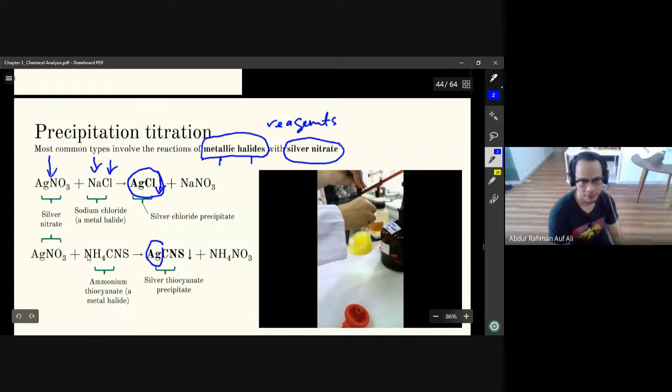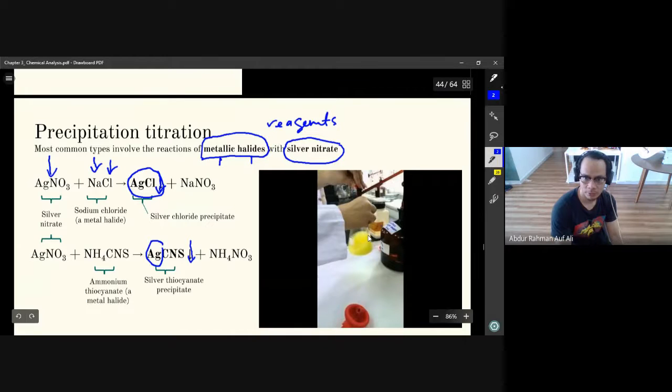So kalau kita use a different metal halide macam ammonium thiocyanate, ya, kita titrate dengan silver nitrate juga, kita akan dapat silver thiocyanate here. So silver thiocyanate is also an insoluble precipitate. Dia akan menghasilkan mendakan yang tidak boleh larut, as indicated by this arrow here. So kalau kamu download the PowerPoint version of this lecture note, this is an example of the titration lah.